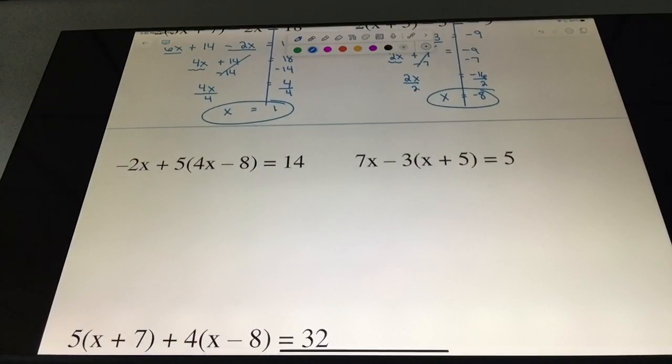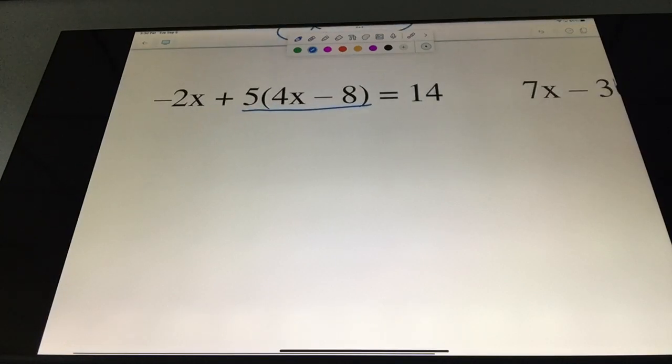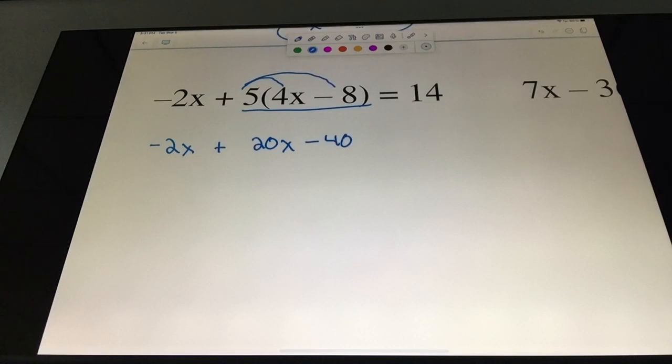Here, my distribution is not at the start. So we do this first. The other parts of the equation come down. So the negative 2x comes down, and I distribute positive 5 times positive 4x is positive 20x. Positive 5 times minus 8 is minus 40. Equals 14.